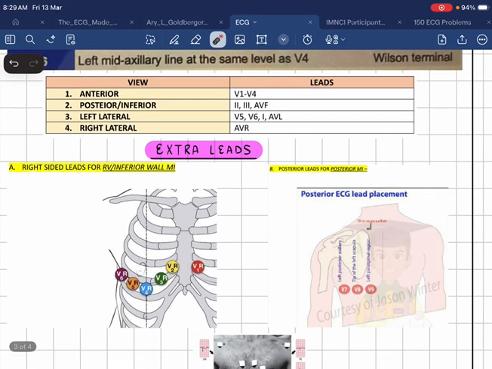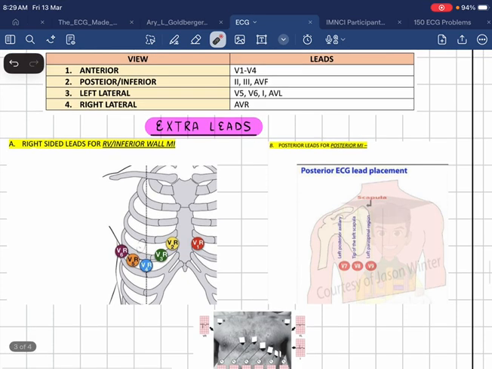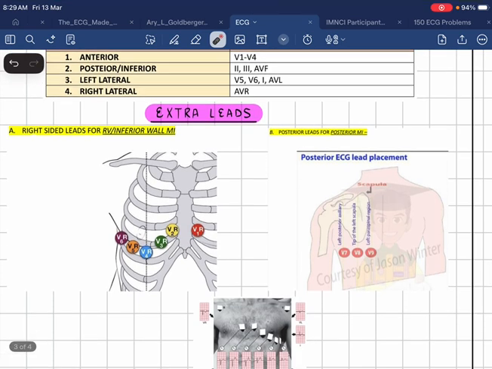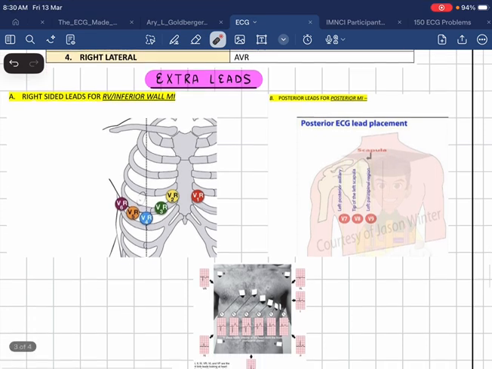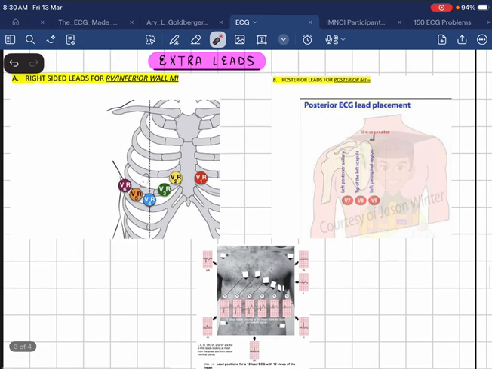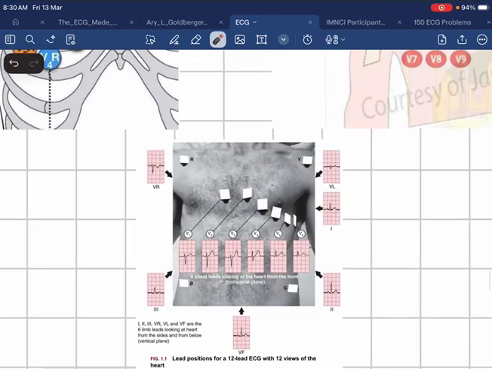Then we have got some extra leads. For the detection of right ventricular or inferior wall MI, we have right-sided leads. The placement is the same as that of the left precordial leads, but on the right side of the chest. Then for the detection of posterior MI, we have got posterior leads, V7, V8 and V9. And here you can see the summarized version of all these leads.